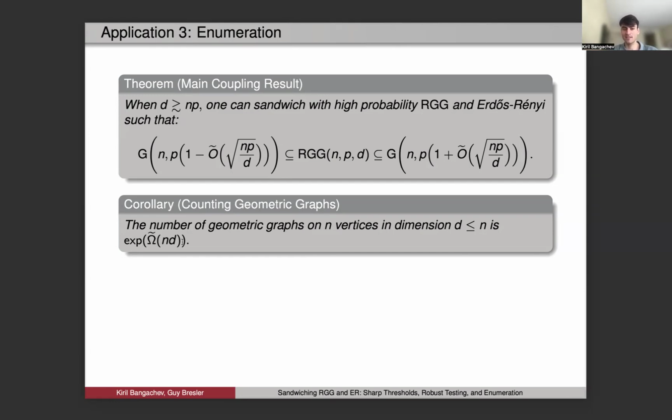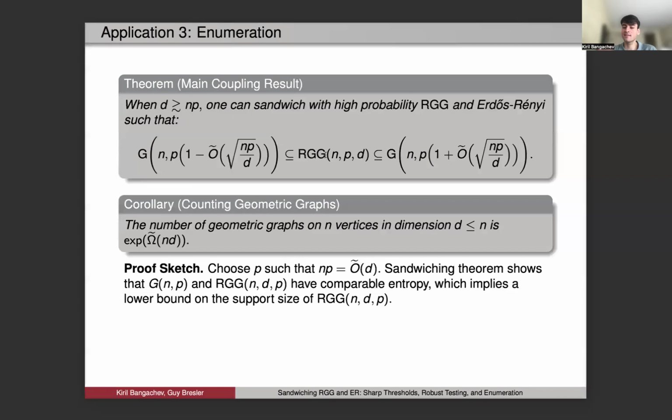So what is the proof? It's actually almost immediate again from our coupling result. First, we choose p such that n times p is much smaller than D, in such a way that we can really apply our coupling. But once we apply our coupling, this coupling actually implies that the random geometric graph and the Erdos-Renyi have somewhat similar entropies. And since we know what the entropy of the random geometric graph is, we can immediately translate it into a lower bound on the support size of the random geometric graph distribution. So this is the proof.